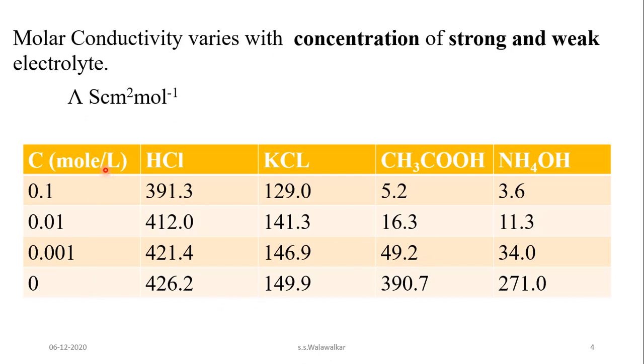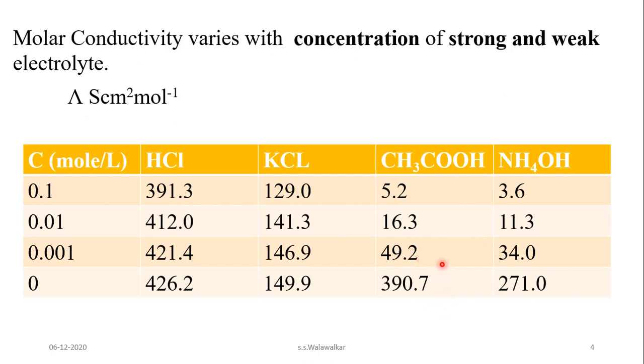But when the solution is very dilute, that is, the concentration is 0, then HCl, the strong electrolyte, has a molar conductivity of 426.2, whereas for acetic acid it is 390.2.